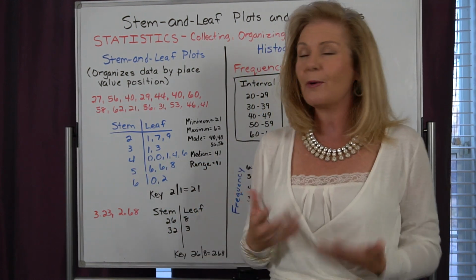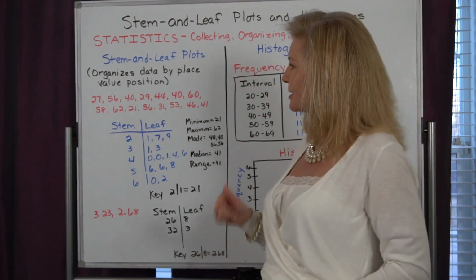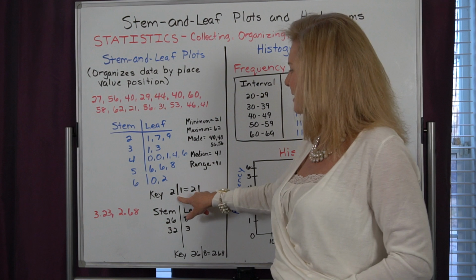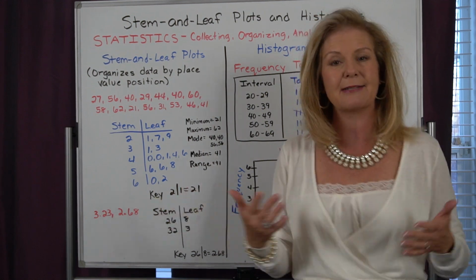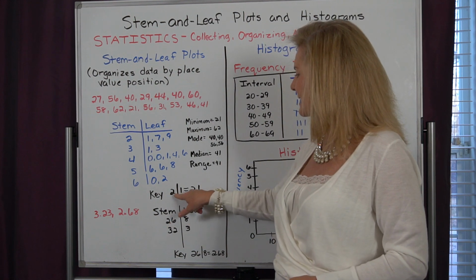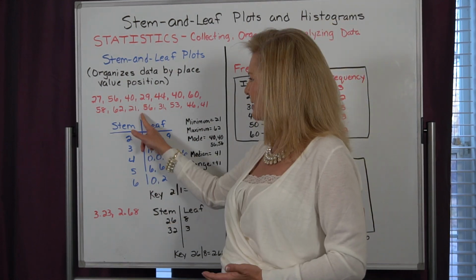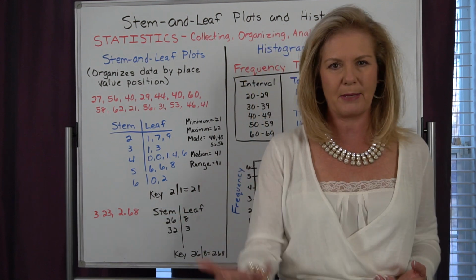Now, we don't always have just 2-digit numbers in a stem and leaf plot. And so what's crucial for us is we actually have to create a key. It tells us how to read those numbers. So when I see my key, I see 2, then I see a line and 1. That line represents that split between the stem and the leaf.